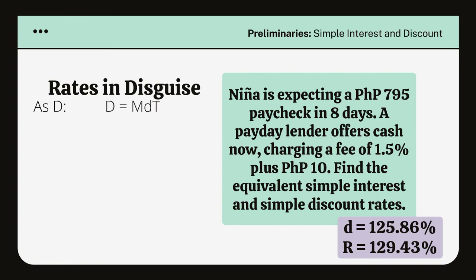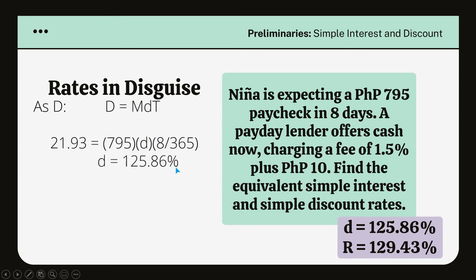First, as a discount, this is what we're going to do. Okay, so where did we get the discount? The discount is actually the 1.15% of 795 plus the 10 peso charge. Okay, and then when we do that, our D is equivalent to 125.86.